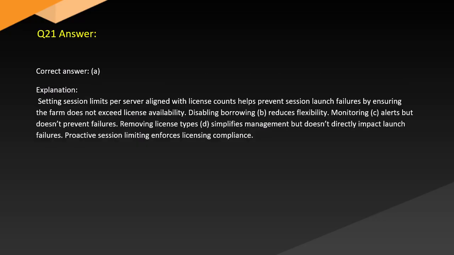Answer. Correct answer: A. Explanation. Setting session limits per server aligned with license counts helps prevent session launch failures by ensuring the farm does not exceed license availability. Disabling borrowing (B) reduces flexibility. Monitoring (C) alerts but doesn't prevent failures. Removing license types (D) simplifies management but doesn't directly impact launch failures. Proactive session limiting enforces licensing compliance.